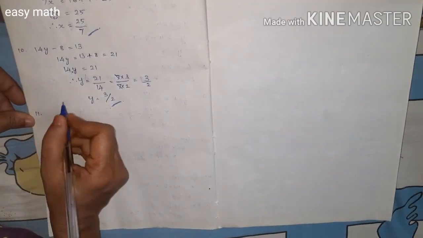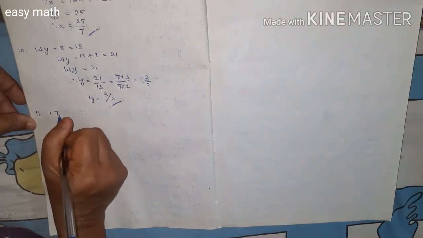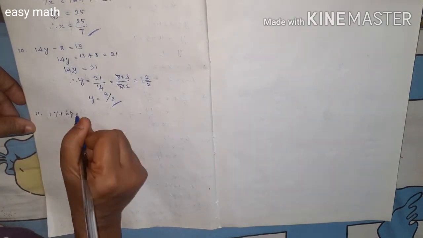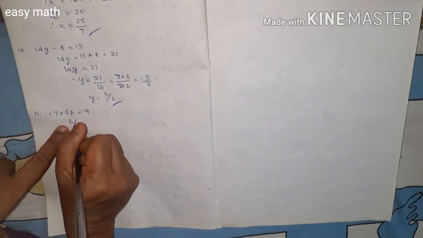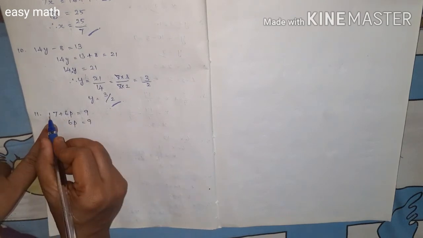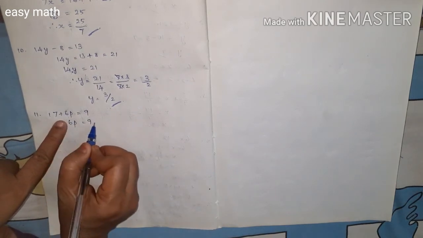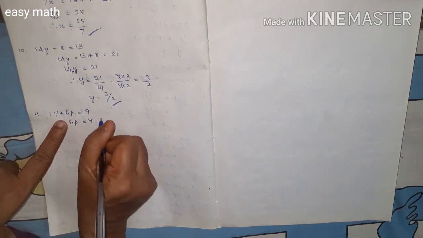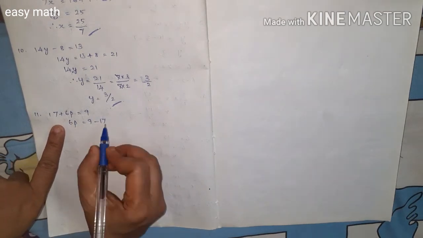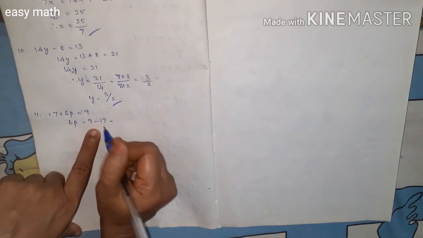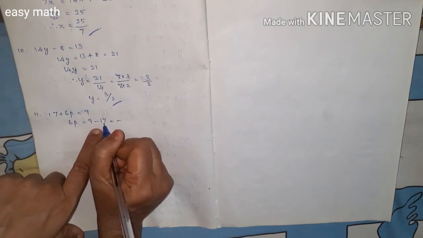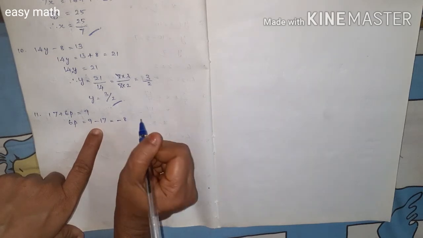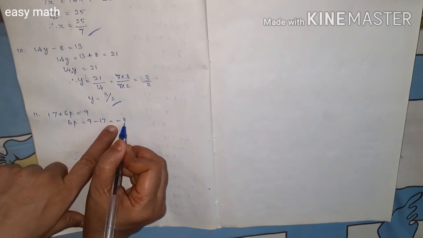11th sum. 17 plus 6p equal to 9. Here 6p equal to 9 minus 17, when it becomes in the right hand side, minus 17. Minus 17, bigger number sign what? Minus. 17 minus 9, we will get 8. Here 6p equal to minus 8.